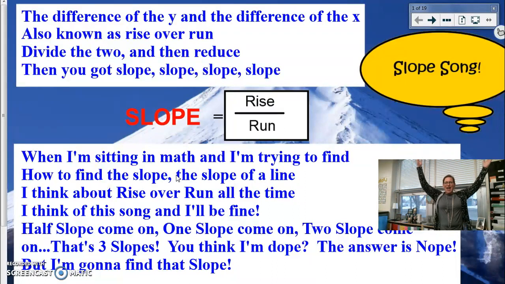Difference of the y and the difference of the x, also known as rise over run. Divide the two and then reduce. You got slope, slope, slope, slope, slope, slope, slope.